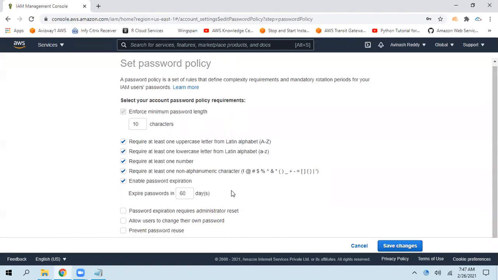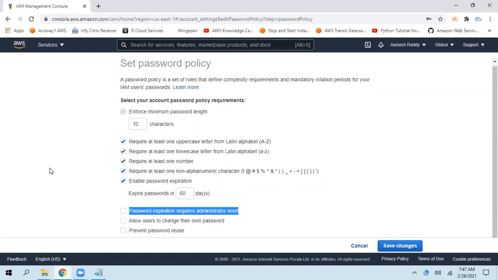Enable password expiration, and password expiration requires administrator reset. For example, the password expiration period is 60 days. Within 60 days, this IAM user failed to create a new password. On the 61st or 62nd day, he tries to log into the AWS account. Now, do you want to enforce that user to create a new password, then log in?